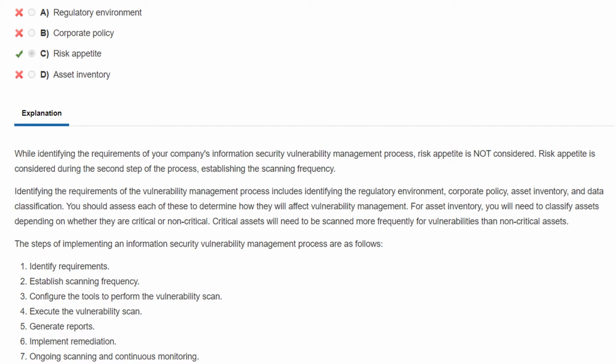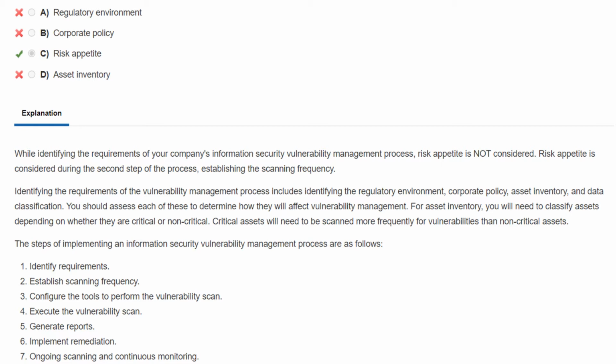Identifying the requirements of the vulnerability management process includes identifying the regulatory environment, the corporate policy, the asset inventory, and data classification. You should assess each of these to determine how they will affect vulnerability management. For asset inventory, you will need to classify assets depending on whether they are critical or non-critical. Critical assets will need to be scanned more frequently for vulnerabilities than non-critical assets, for example.